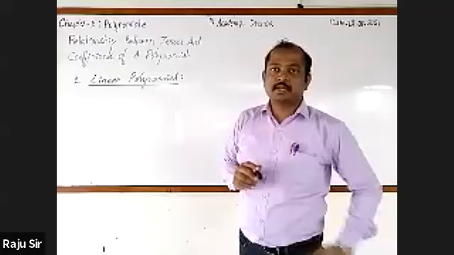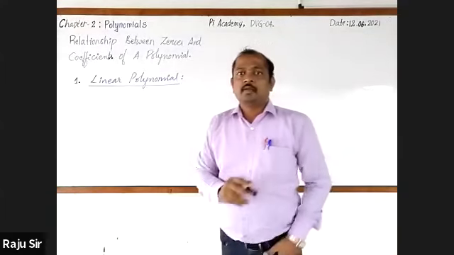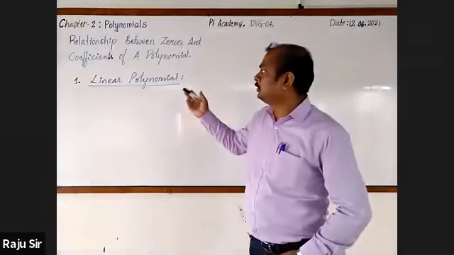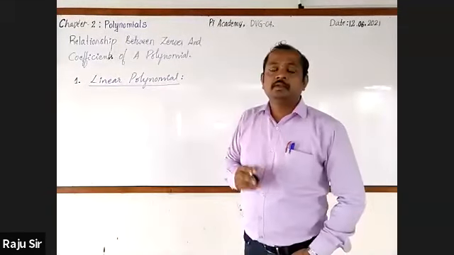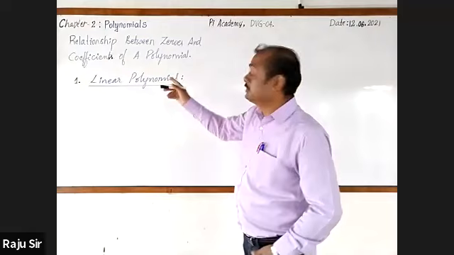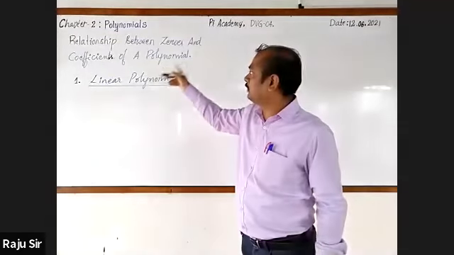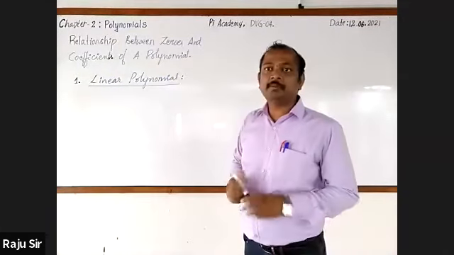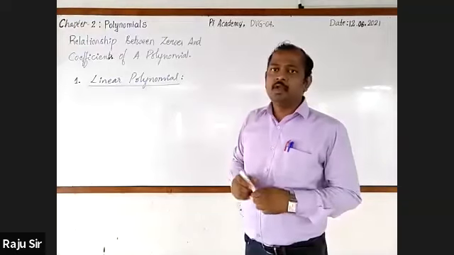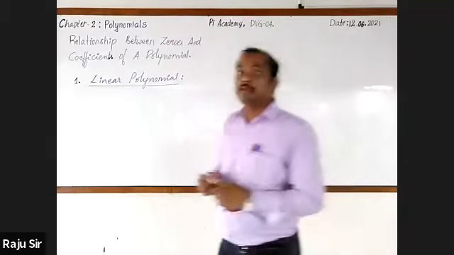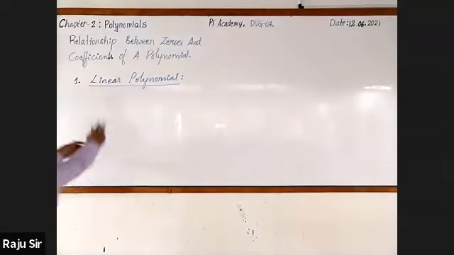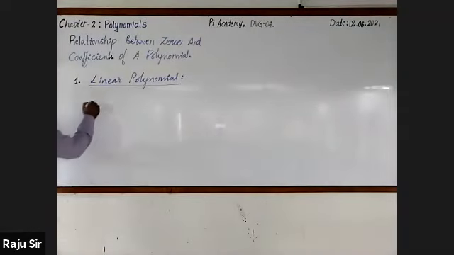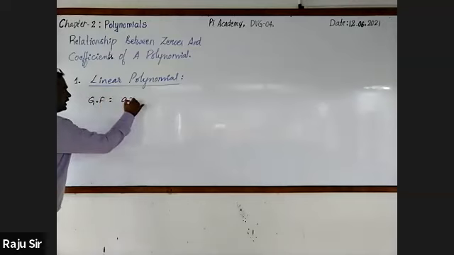Dear students, just observe here. Let me show you how to find out the relationship between zeros and coefficients of this linear polynomial. You are very familiar with the general form of a linear polynomial. The general form is ax plus b.